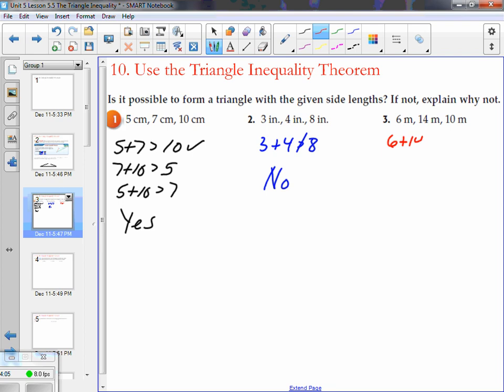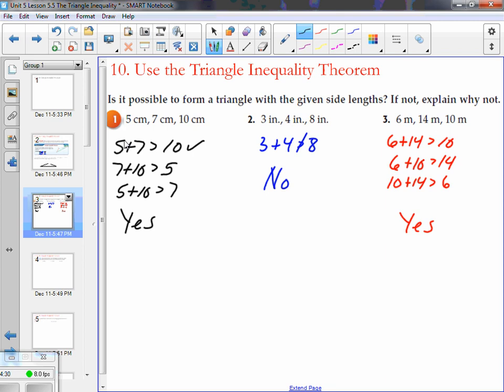Is 6 plus 14 greater than 10? Yeah. Is 6 plus 10 greater than 14? Yep. Is 10 plus 14 greater than 6? Yeah. So, yes. In fact, as long as I can add the two shortest and get a result greater than the longest, it's going to work.